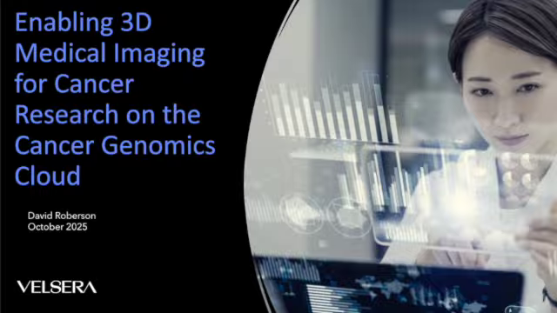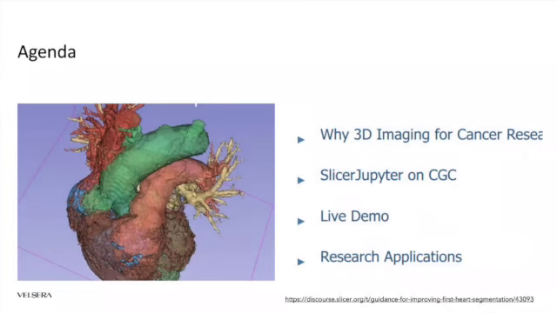So what are we going to talk about? This is what we're going to cover today. I know this is an image of a heart, but I thought it was fantastic because it shows the 3D nature of what's possible with this software. But we're going to have a cancer-specific use case in the demo. First, we'll talk about why 3D imaging is so critical for cancer research. Then I'll show you the technical solution, which is called Slicer Jupyter, and show you how to run it. We'll do a live demonstration, and then explore some research applications. And then there'll be plenty of time for questions.